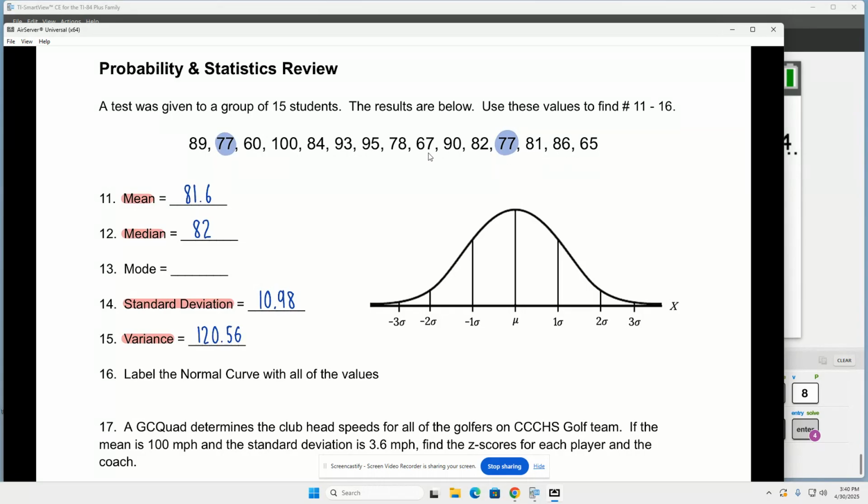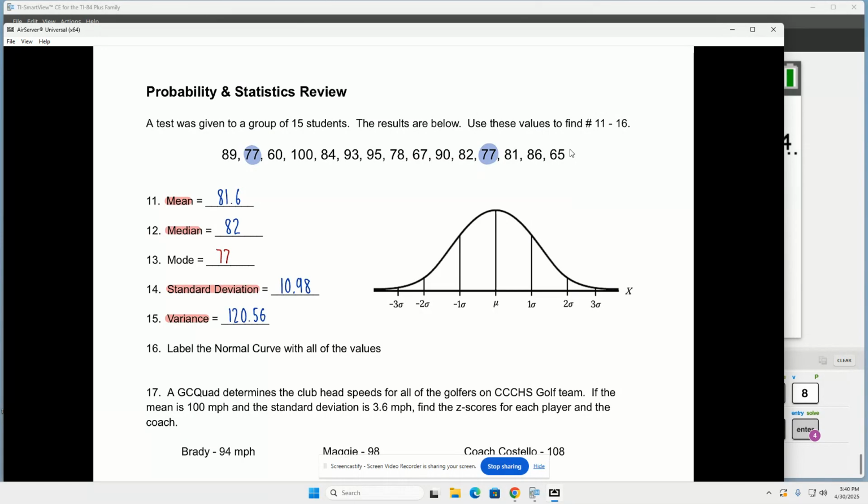78? 67? No. 90? No. 82? No. 81? No. 86 and 65. So the only repeated value is the number 77. That is my mode. Now remember, if there are two modes, that means they're both repeated the same amount of times. Okay? It's whatever gets repeated the absolute most. That is your mode. So there you have it. Okay, that's how you find your mean, median, and mode.